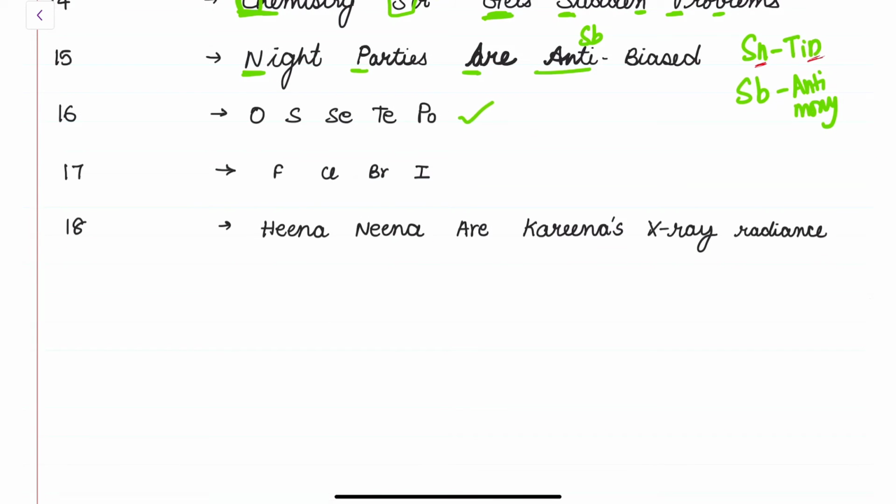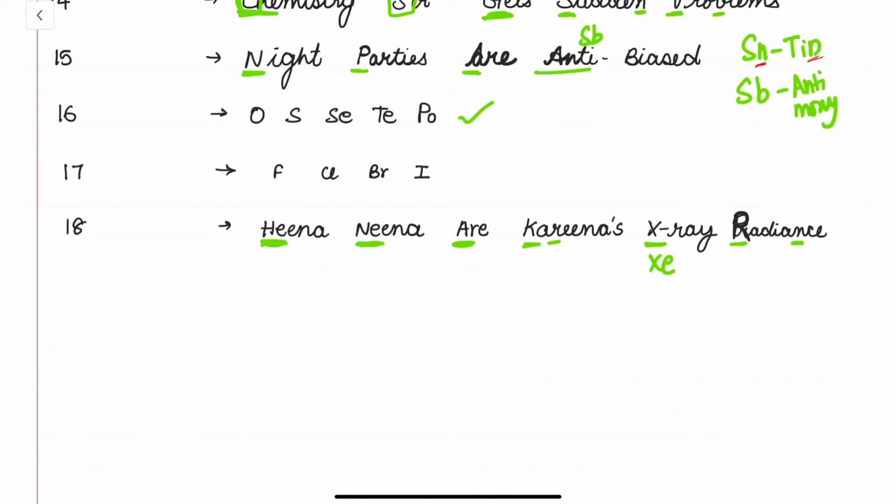Okay, moving on to the 18th group of elements, the trick is, Hina, Nina are Karina's X-ray radiance, which I mean is that Hina and Nina are exactly like Karina. Karina's reflection. So that is the meaning. So Hina Nina are Karina's X-ray radiance. So Hina for helium, Ne for neon, Ar for argon, and Kr for krypton, X for xenon. That's actually Xe, okay? And radiance, so that's for radon. All right. So Hina Nina are Karina's X-ray radiance.